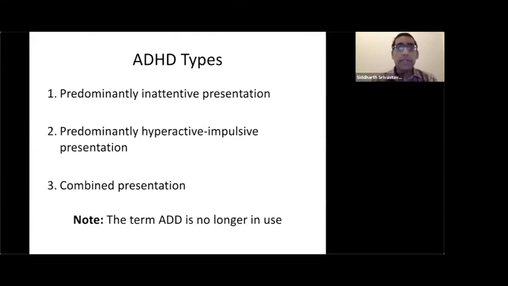There are 3 subtypes of ADHD: a predominantly inattentive presentation, a predominantly hyperactive impulsive presentation, and a combined presentation. And keep in mind that the term ADD is no longer in use.